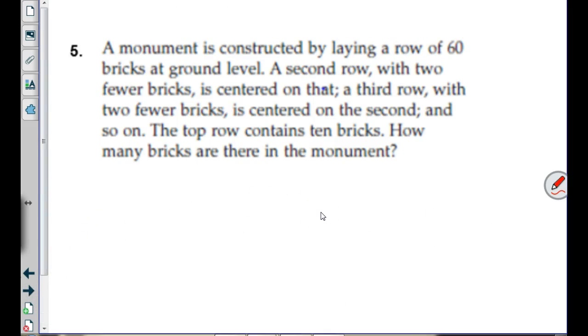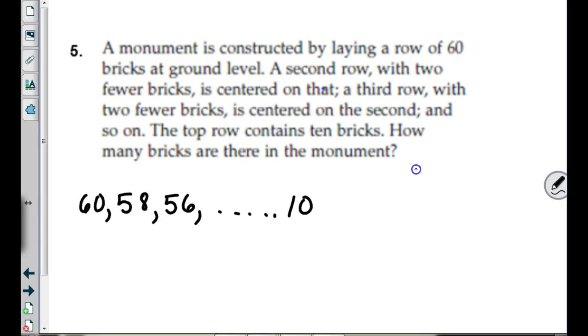All right, number 5. A monument is constructed by layering 60 bricks on the ground or base level. A second row has 2 fewer bricks. Then a third row with 2 fewer bricks is centered and so on till the top row has 10 bricks. How many bricks are used in the monument? Okay, we are going to eventually do 60 plus 10 because that's the first and last term, but do we know how many rows there are or how many terms? So we have to figure that out first.